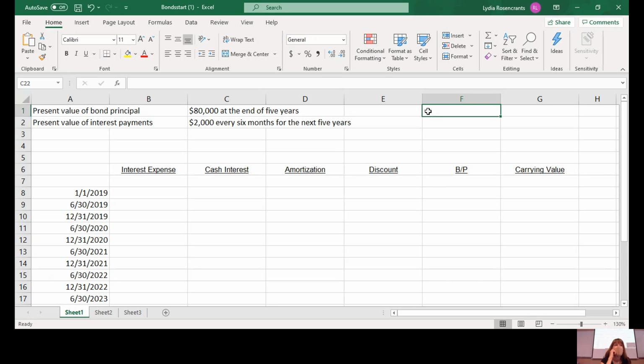So now we have to find the present value of those amounts. So how much is it worth in today's dollars to get $80,000 at the end of 5 years? How much is it worth in today's dollars to get $2,000 every 6 months for the next 5 years? That's basically what we're trying to do. In order to do that, we must have an interest rate. And the interest rate that the bondholders are trying to achieve is their market rate, and that is the rate we're going to use, which is 6%. Okay?